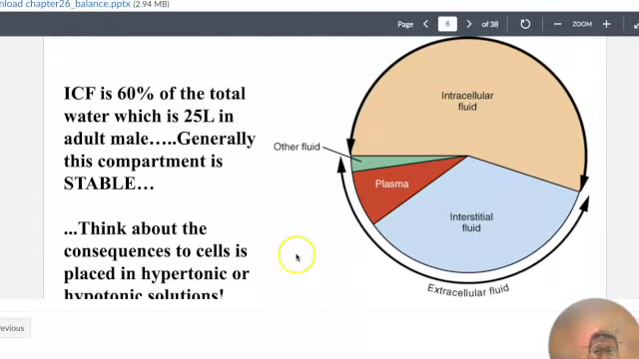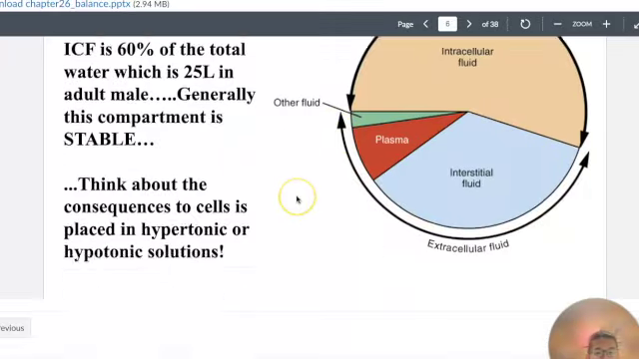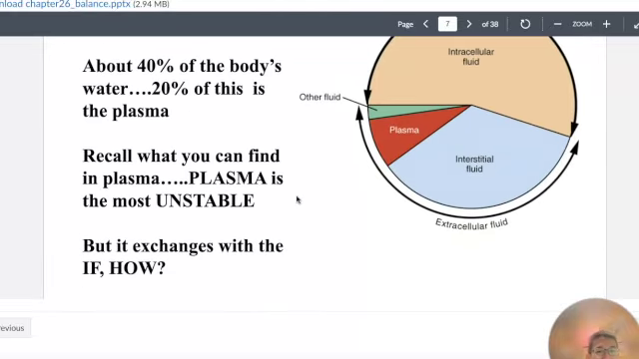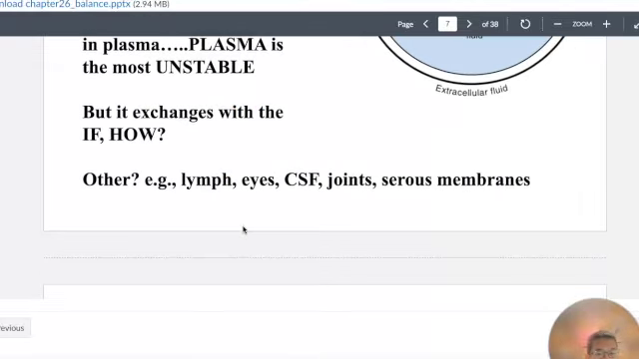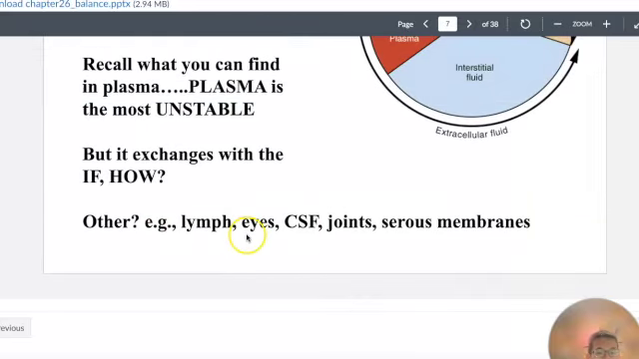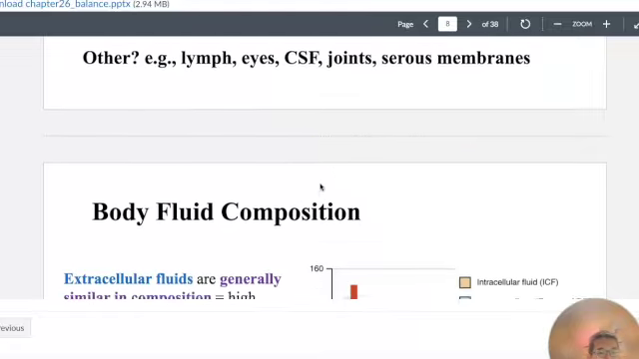So in the body you have intracellular fluid. All of this is within the cell, and all of this is extracellular fluid. Pretty balanced, just a little bit off. 40% of the body is water, 20% is plasma. Other fluid includes the lymph and the eyes. Remember, the eyes have aqueous humor and vitreous humor and all that stuff.